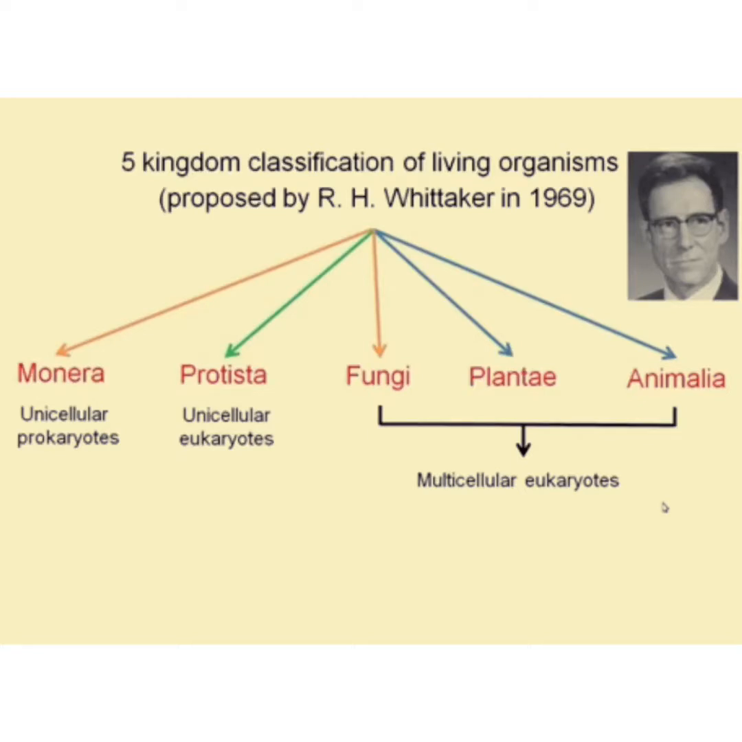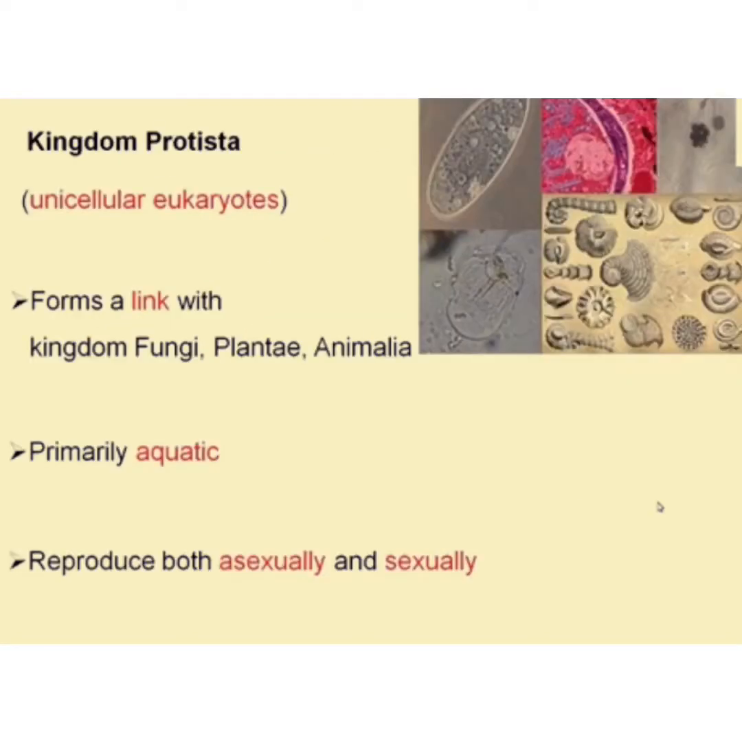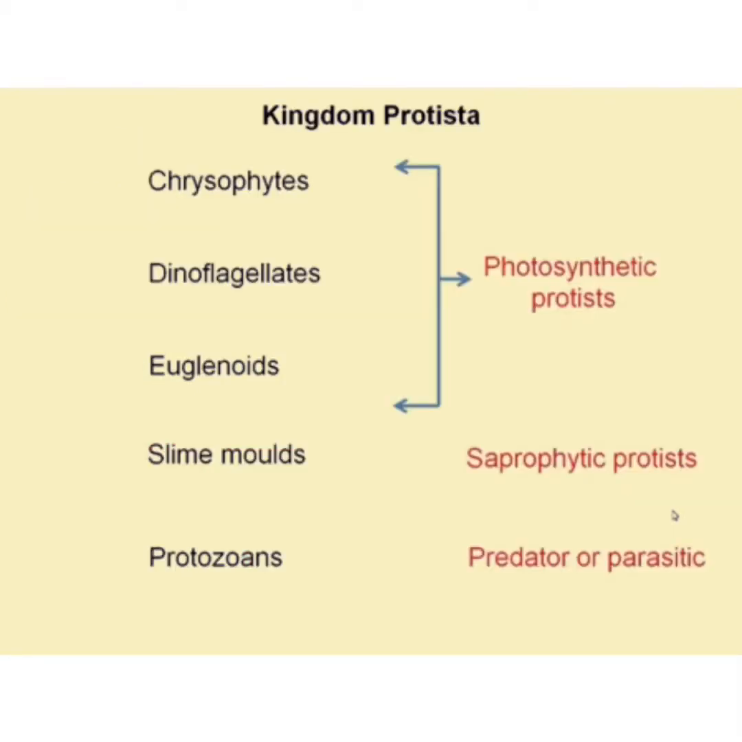Kingdom Fungi, Plantae and Animalia contain multicellular eukaryotic organisms. All the members of the Kingdom Protista are unicellular eukaryotes. They form a link with Kingdom Fungi, Plantae and Animalia. They are all primarily aquatic, meaning they live in freshwater or in marine conditions, and they reproduce both asexually and sexually.